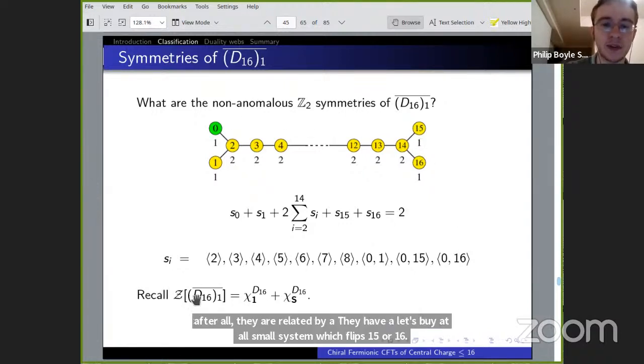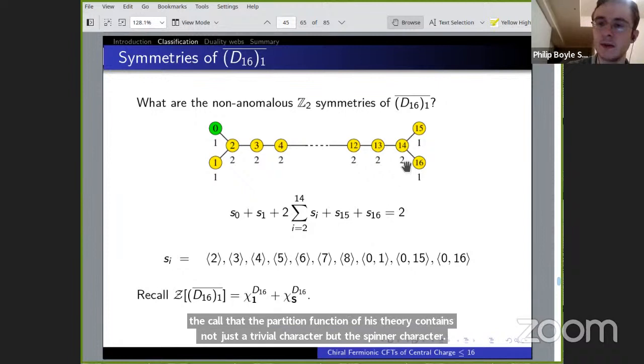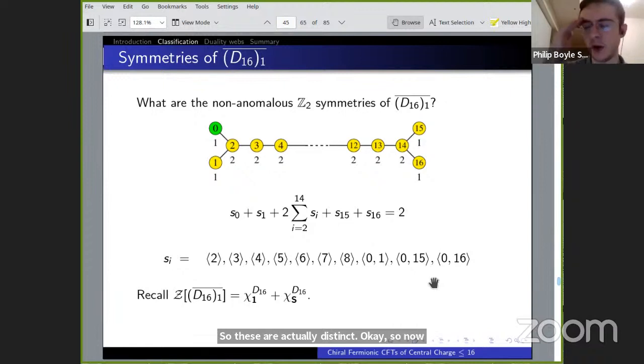Well, recall that the partition function of this theory contains not just the trivial character, but the spinor character. And the spinor character corresponds to the 15 node. So it's sensitive to flipping 15 and 16. And because of that, although these are equivalent as automorphisms of D16, they're not equivalent by a valid symmetry of the CFT. So these are actually distinct. Okay, so what have we done? So these are the automorphisms. What's our next job? Well, we need to lift them to symmetries of the CFT.